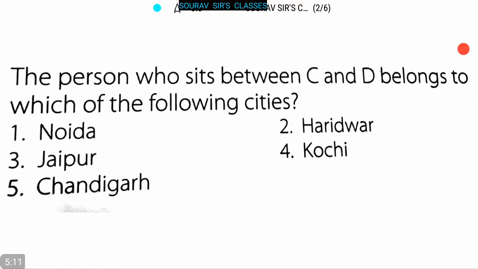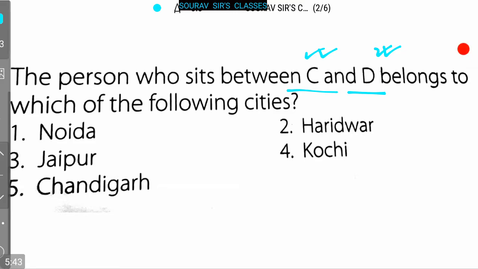Now here is our first question. The person who sits between C and D belongs to which of the following cities? So at first we have to find the person who is between C and D, and then we have to find the city where he belongs. Now here 5 options are given.